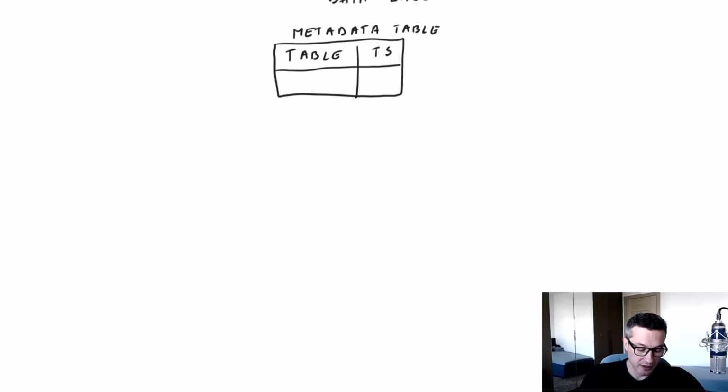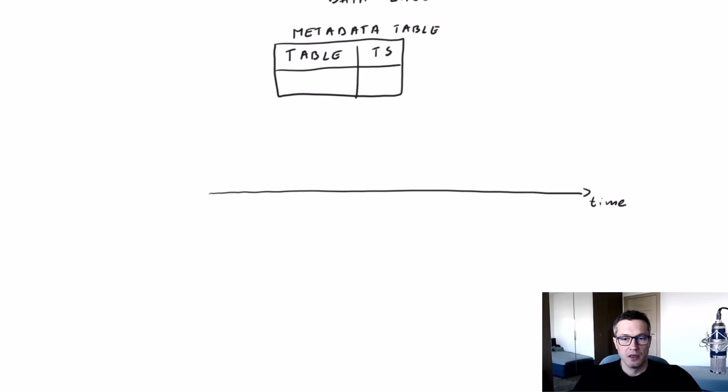And apart from that, let's draw a timeline. So that's time. Let's split it into some points, and let's give them some names like T1, T2, T3, T4, and so on.